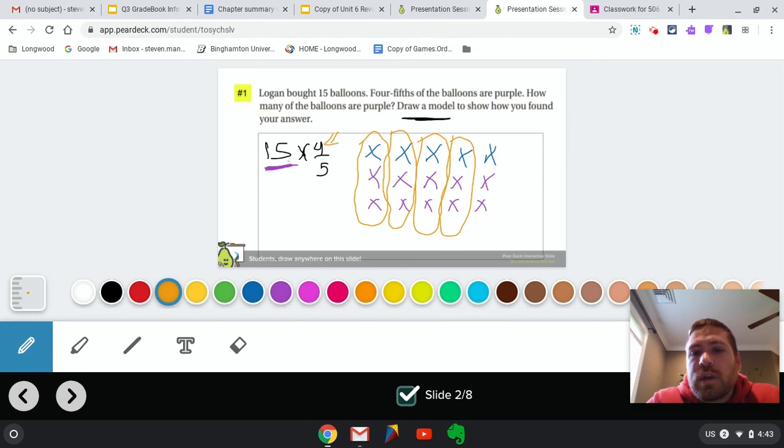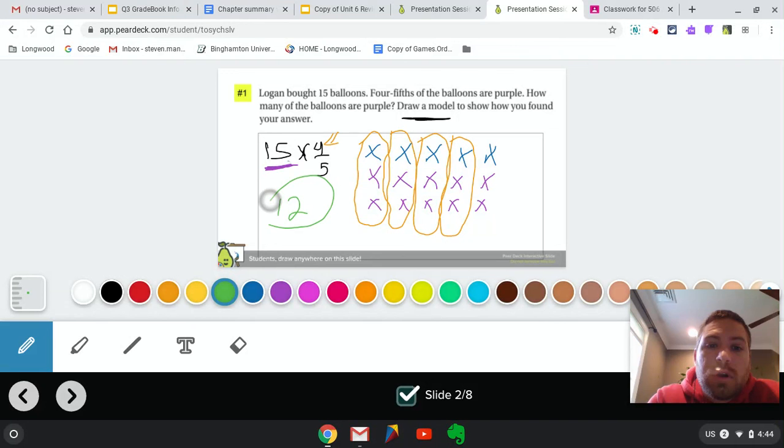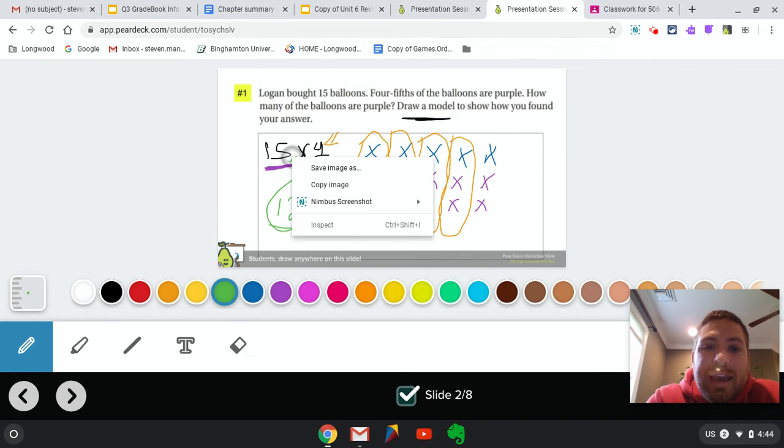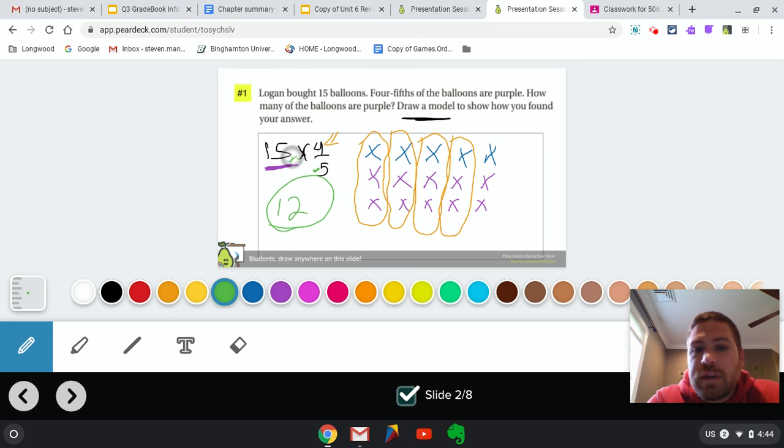So then we're looking at our answer now. All of the x's that are circled, that's our answer to this question. If we count them all up, we have 12. So our answer for this is there are 12 purple balloons. Okay. So again, this only works because the denominator of 5 goes evenly into that whole number of 15.